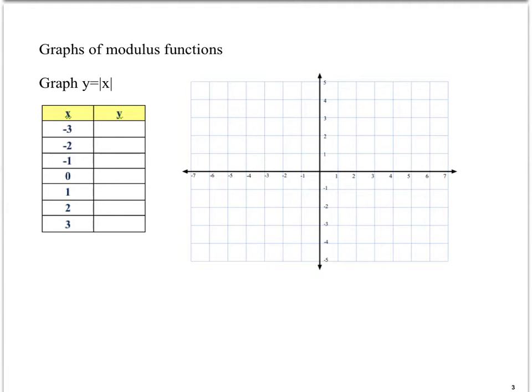Okay, so we need to first of all be able to draw these things well. So if we look at this little table here, modulus of negative 3 is 3, 2, 1, 0, 1, 2 and 3. So if we go ahead and graph all those points, we get points here, here, here, and you'll see what we get when we draw the modulus function is this V-shaped kind of graph that looks like this. Cool. And all modulus functions look like that.